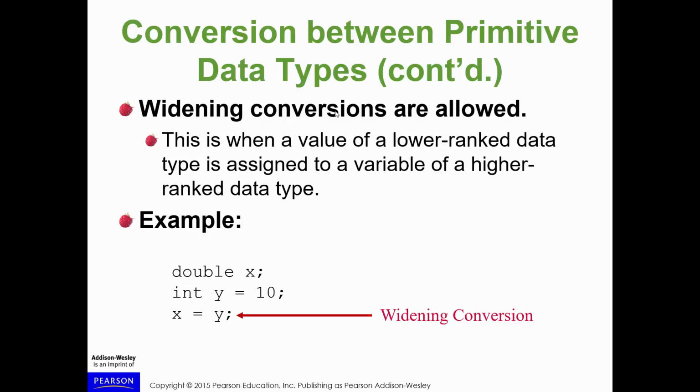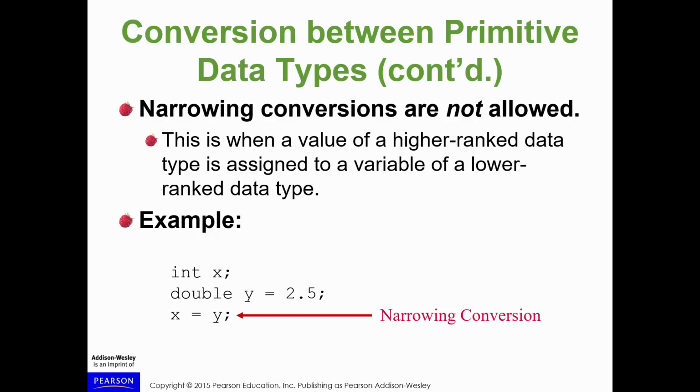Here's what they call a widening conversion. You're assigning, in this case, an integer to a double. It's okay because you're assigning a smaller type to a larger type. So as it says, a widening conversion is when the value of a lower rank type is assigned to the value of a higher rank type. You can do that. Totally legit.